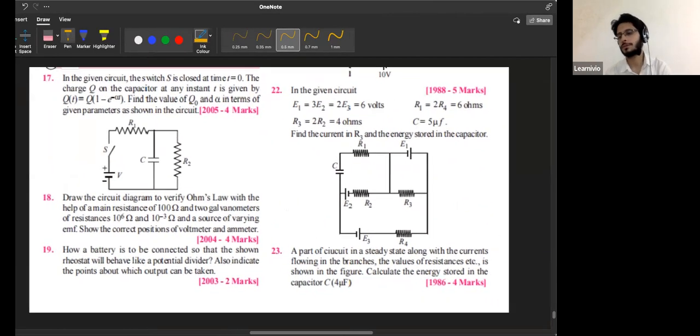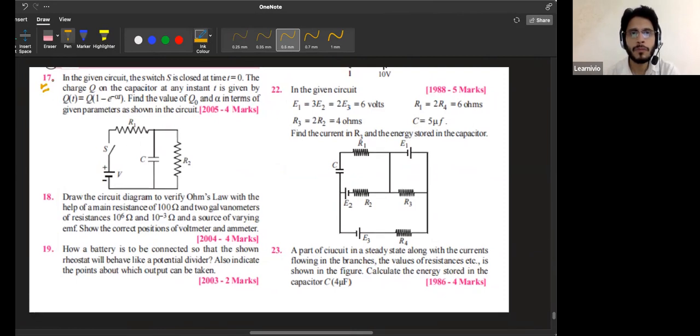Question number 17, IIT 2005. Do it. At least try to solve this question.